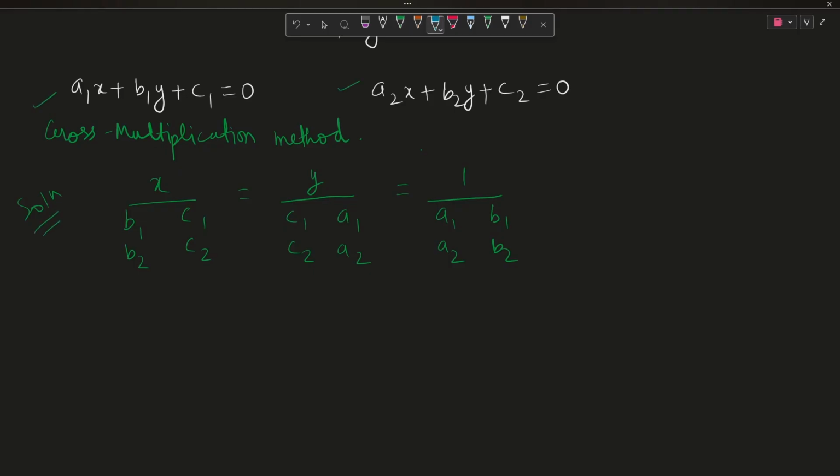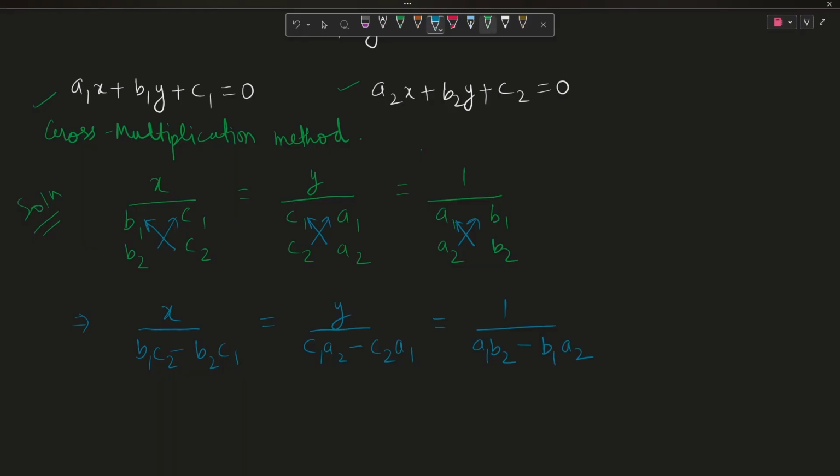Now, how could we solve it? As the name suggests, cross multiplication. So we will be cross multiplying these values which are constants and then get the value of the variable x as well as of y. So I can write x upon b1 c2 minus b2 c1 is equal to y upon c1 a2 minus c2 a1 is equal to 1 upon a1 b2 minus b1 a2.